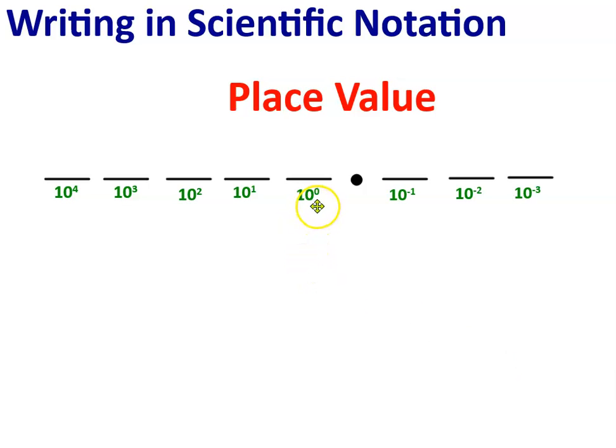Please note that place values are written as powers of 10 when talking about scientific notation. And notice that the negative exponents do not represent negative numbers. They represent place values that are lower than 1, like the tenths, the hundredths, and the thousandths.